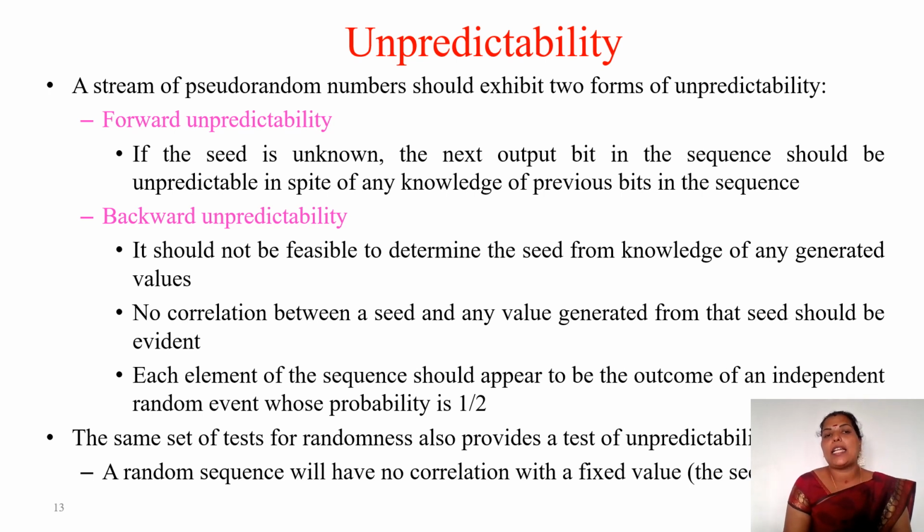So forward unpredictability means if the seed is unknown, the next output bit in the sequence should be unpredictable in spite of any knowledge of previous bits in the sequence. Forward is from seed to the next. Backward is from the stream of bits to the seed. The backward unpredictability means it should not be feasible to determine the seed from the knowledge of any generated values, and no correlation between a seed and any value generated from the seed should be evident.